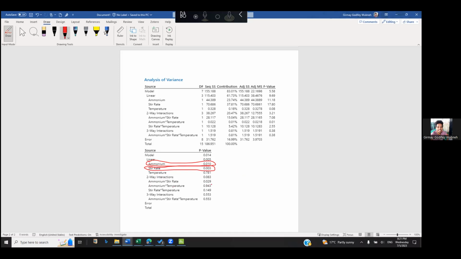Now the two-way interaction, the ammonium and stirring rate interaction. That's 0.029, less than 0.05, so the interaction effect is significant. The others are greater than 0.05. So ammonium and stirring rate have a significant effect, and the interaction effect of ammonium and stirring rate is significant on the density function. So that is the conclusion.